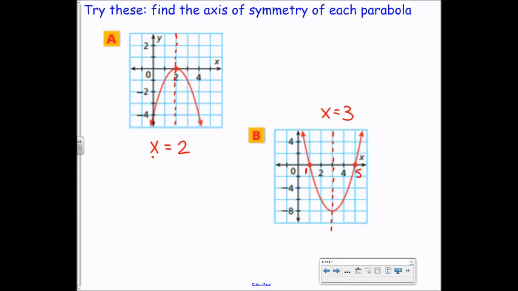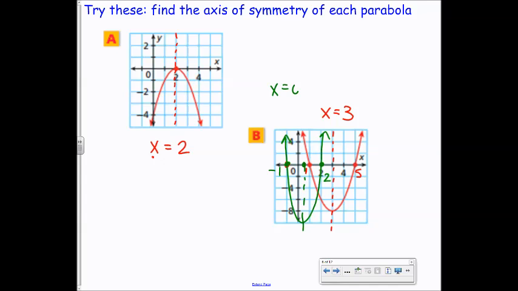Like what if it was a fraction? Yeah, it can be. So for instance, what if it were like this right here and this right here? So if the axis of symmetry were -1 and 2, what's halfway between -1 and 2? Yeah, it's like 0.5. So the axis of symmetry would be x equals 0.5.